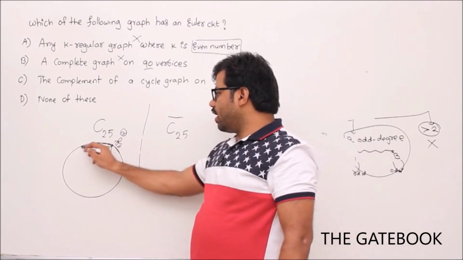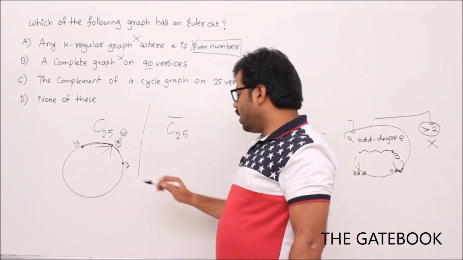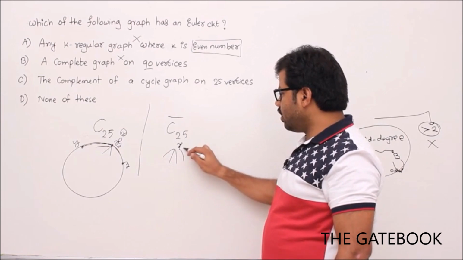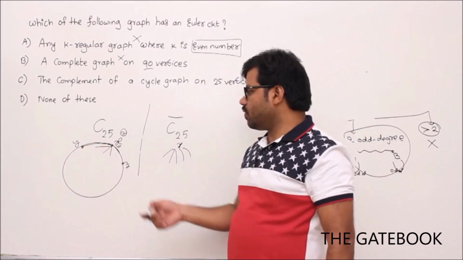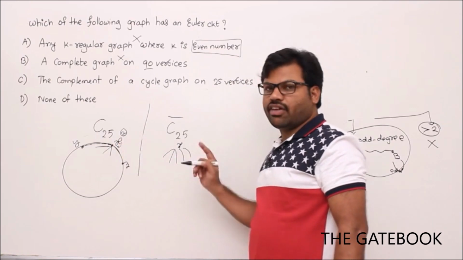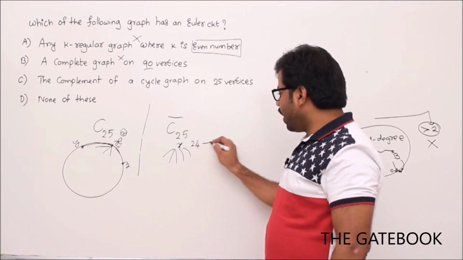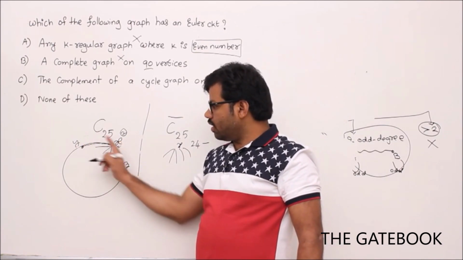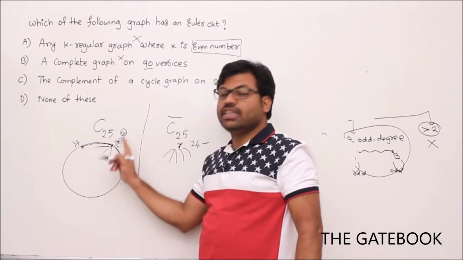Then if X is connected to two vertices here, then definitely in the complement X is connected to other vertices, right? Other than Y and Z, how many vertices do we have? Total 25. Remove X, 24. I am calculating the degree of X. Then 24 minus 2 are gone because two vertices are adjacent to X in C25.